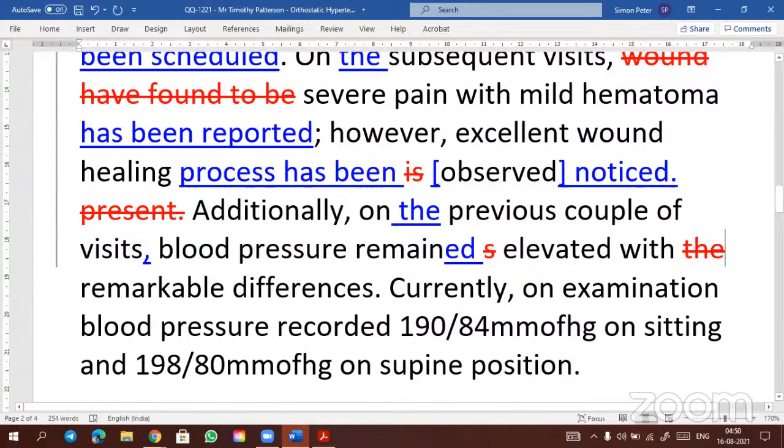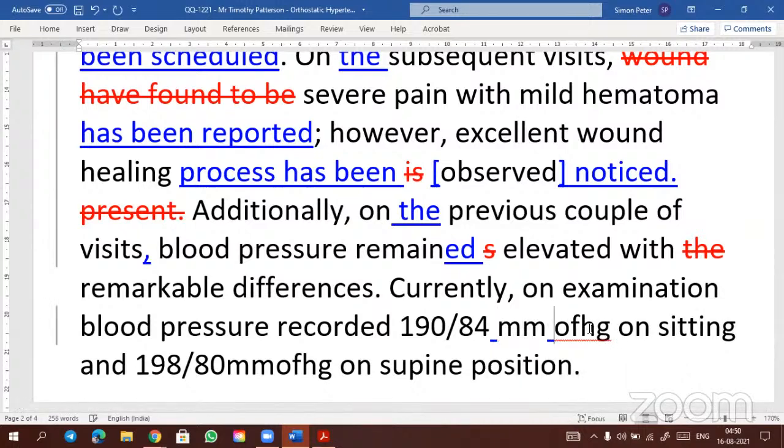Currently, on examination, blood pressure recorded. Blood pressure recorded, or you recorded the blood pressure? So the blood pressure was, okay. The blood pressure was 190 mm of Hg. Again, the same mistake. How many times you write that many mistakes? So this is the first mistake. See, first mistake, second mistake, and this is third mistake. Capital letter.